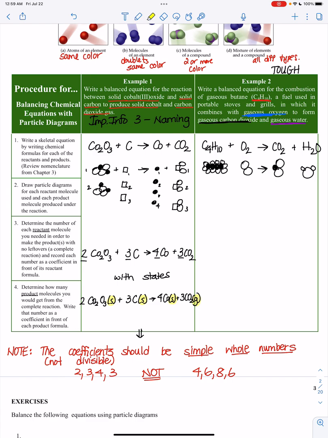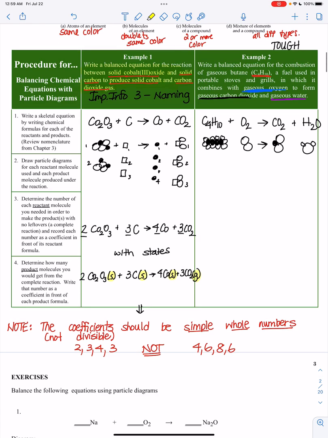You're eventually going to have to go from what we call a word equation. You're going to have to remember how to name, and then going from that name to what we call balancing a chemical equation. So remember, important info part 3 is all the naming. So this said, write a balanced equation for the reaction between solid cobalt-3 oxide and solid carbon to produce solid cobalt and carbon dioxide gas.